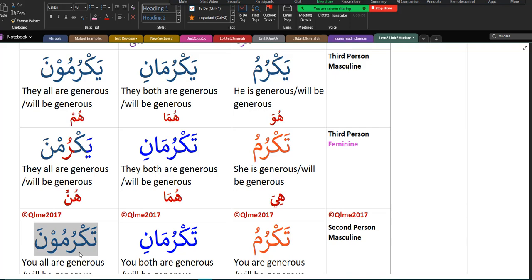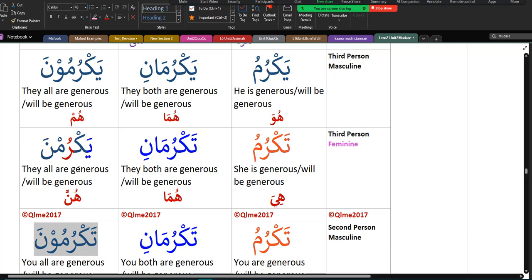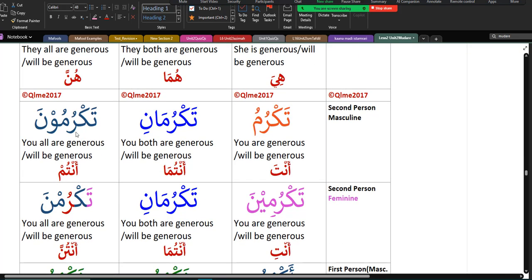And for female, same thing: takrumna. Very good. This is yakrumna, that is takrumna. If it is ya, that will be ta, the opposite. The same thing. And akrumu wa nakrumu. MashaAllah.